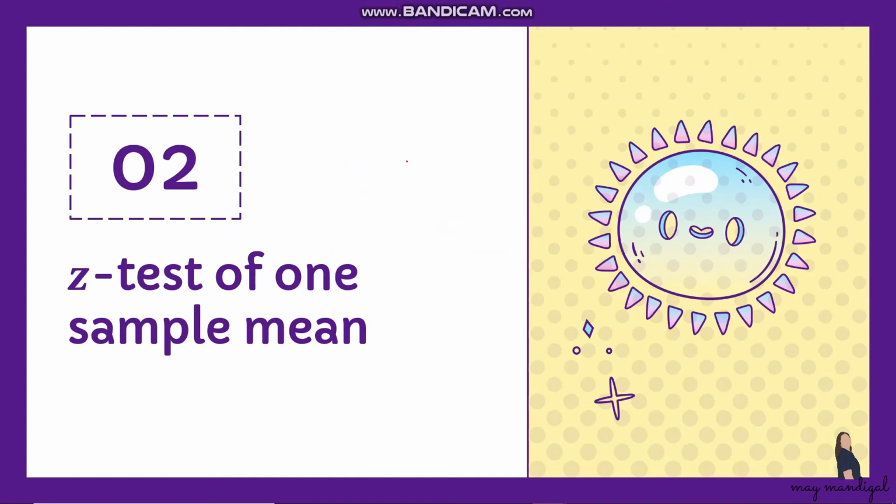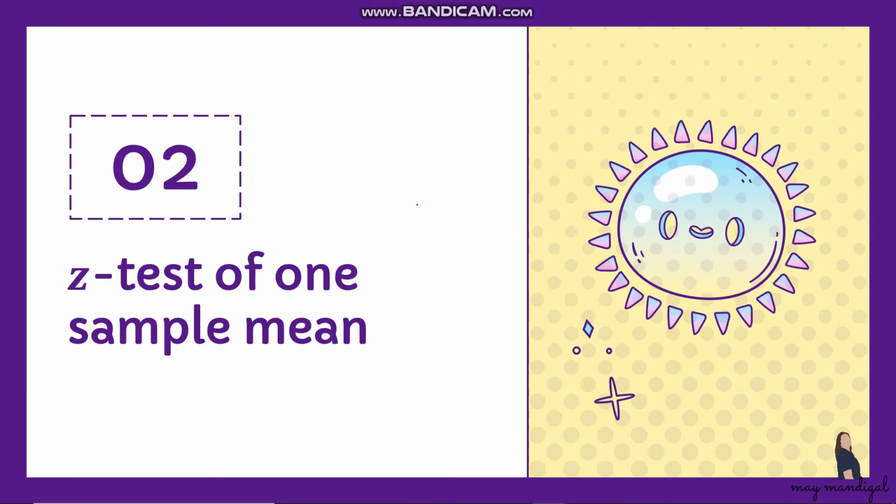Now, we have what we call the Z-test of one sample mean. This is what we use if we know that our sample size is large. Like I mentioned in the beginning of this video, there are a lot of ways, techniques, or methods that we use in comparing our sample mean and the population mean.